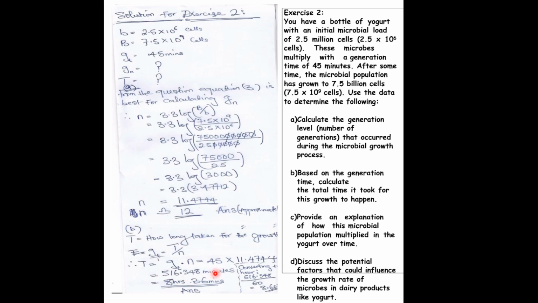Then when you multiply it, you will have an overall of 516.348 minutes. And this is not usually left this way. It's usually converted into hours. So when you convert it into hours, you have 8 hours 36 minutes. The process of conversion is by dividing 516.348 by 60. That will give you 8.6 hours. Then you convert this 0.6 hours by multiplying it by 60, and there you have 36. So this is how we got to this point of 8 hours 36 minutes.